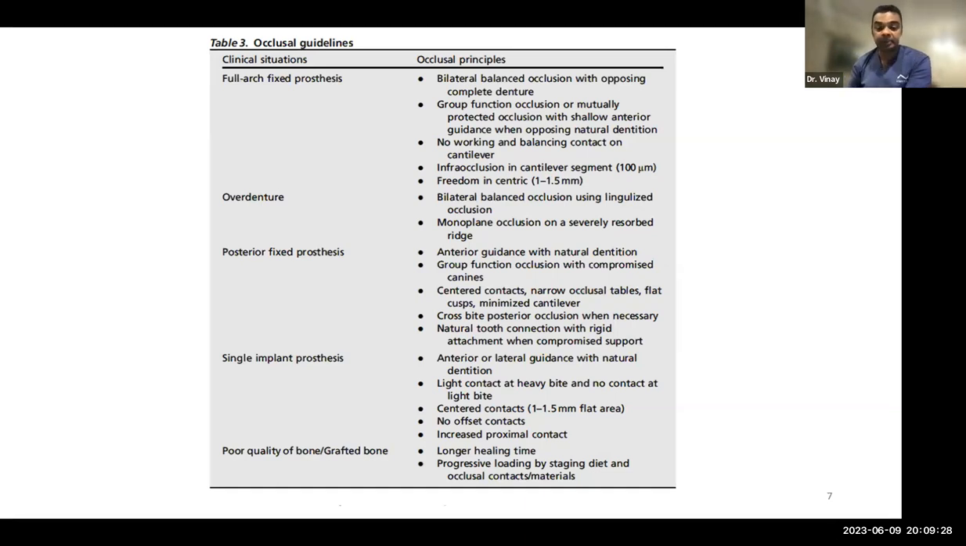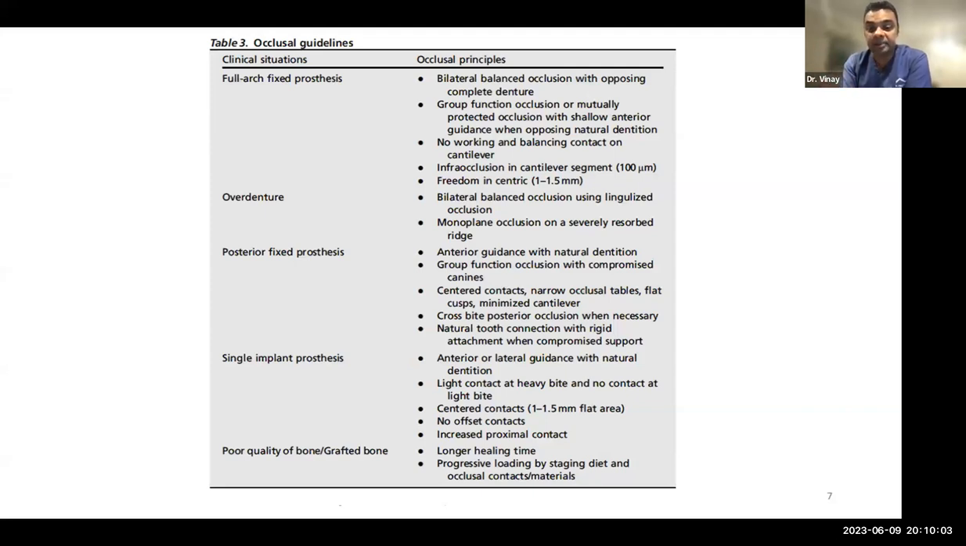If you look at a single implant prosthesis, anterior or lateral guidance with natural dentition, light contact at heavy bite and no contact at light bite. We try to give centered contacts, no offset contacts, and increased proximal contact. Of course, if you have poor quality of bone or grafted bone, we wait for a longer healing time if required for the graft to take up. Now, mind you, if you are using autogenous bone graft and you wait for a much longer time, there's higher resorption. So we try to do it between 5 to 6 months for large grafting, say iliac crest grafting and so on.